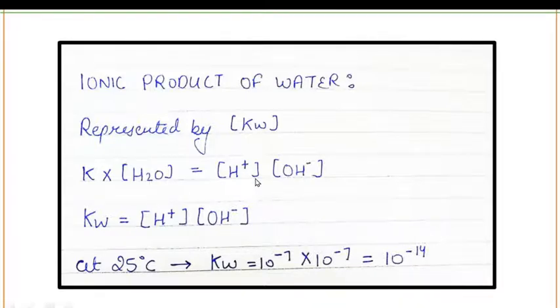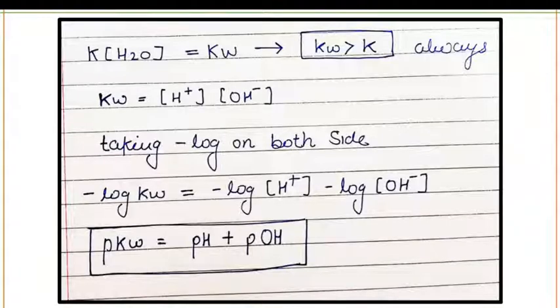That means this is equal to the concentration of H plus times the concentration of OH minus ions. You know it very well, the concentrations of H plus and OH minus ions are 10 to the power minus 7 and 10 to the power minus 7. So at 25 degrees Celsius, Kw will be equal to 10 to the power minus 7 into 10 to the power minus 7, which is equal to 10 to the power minus 14. If you talk about K and Kw, then Kw will always be greater than the value of K.